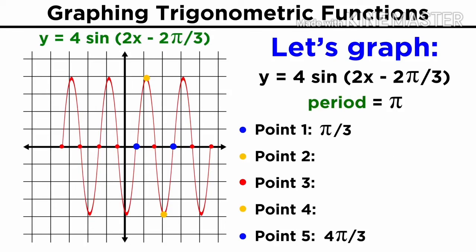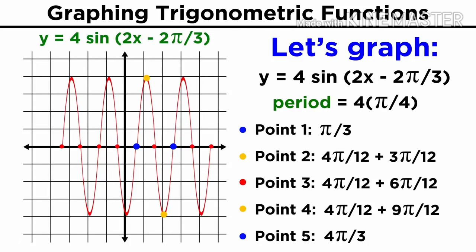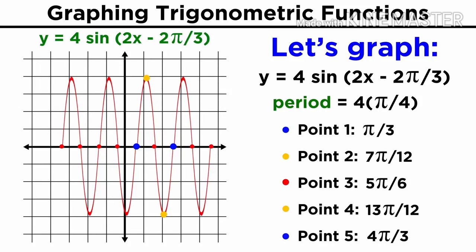We can find the x-coordinates of these key points as well. We just have to split the period up into 4 parts. That gives us a 1/4 pi, and we just add 1/4 pi successively, starting with 1/3 pi to get all the x-coordinates. To do that, we need a common denominator, which will be 12. And then we combine and reduce, using the rules we already learned for adding fractions.